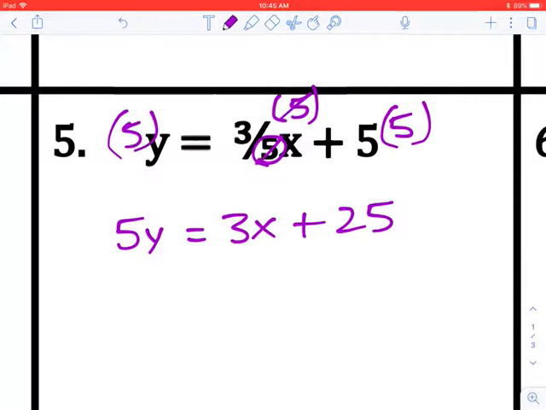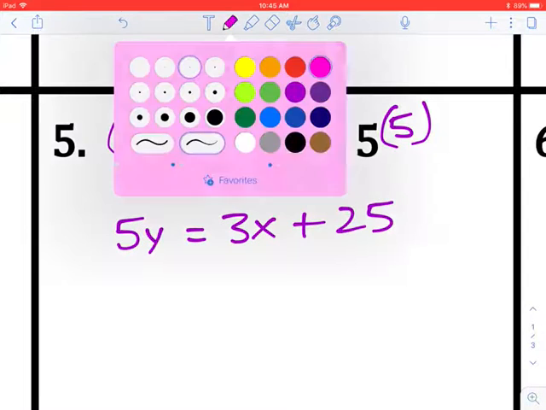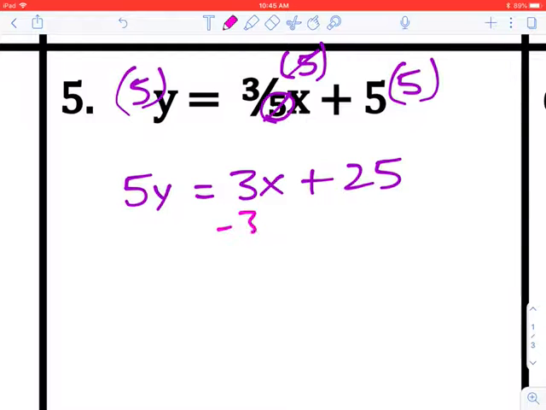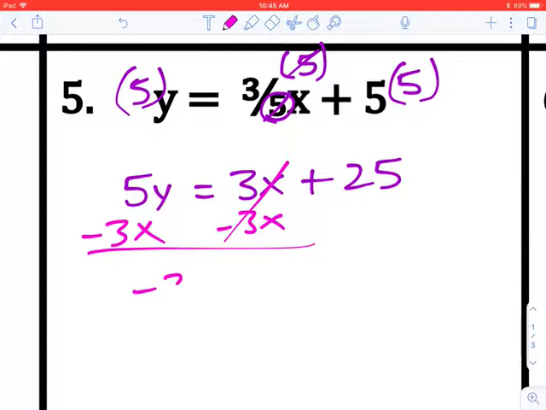Now let's get everything on the correct side. So I'm going to go ahead and subtract 3x to the left side, and everything else is staying put. So negative 3x plus 5y equals 25.